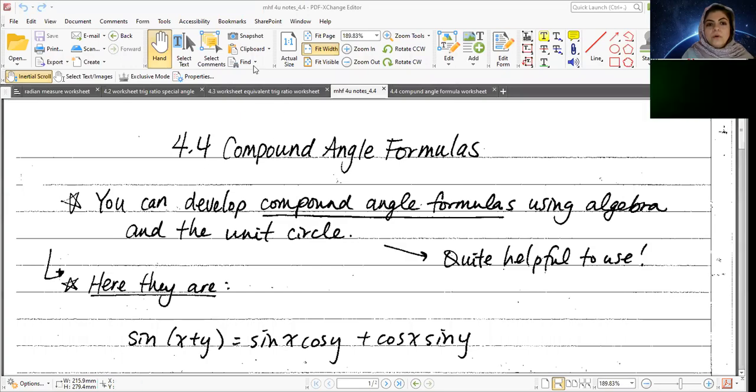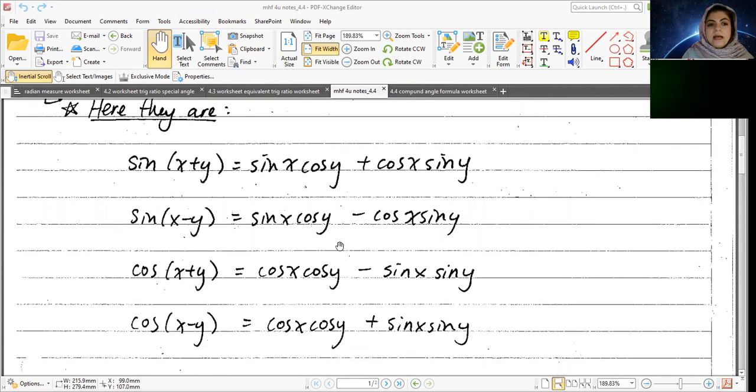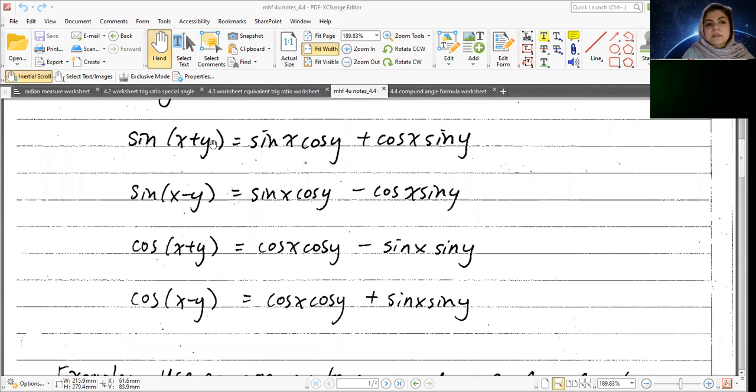So, 4.4 compound angle formula. Look at that. If I have sine of x plus y, sine of an angle plus another angle, in front of the sine, I can decompose it into this expression: sine of the first angle, sine of x, multiplied by cosine of the second angle, cosine of y, plus cosine of the first angle multiplied by the sine of the second angle.